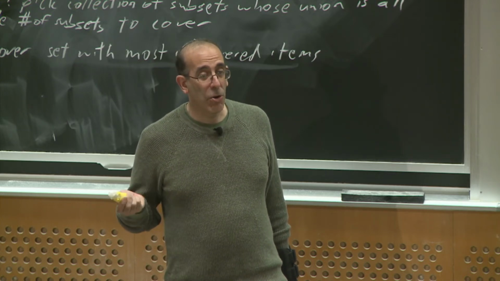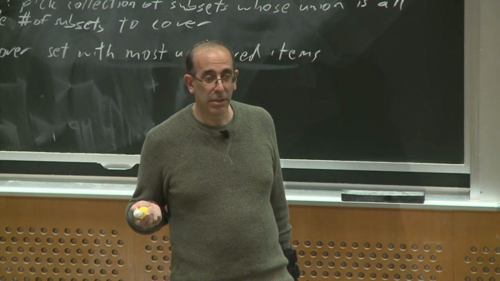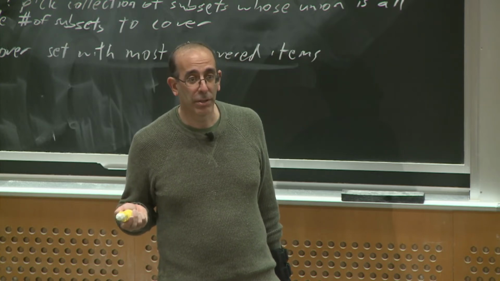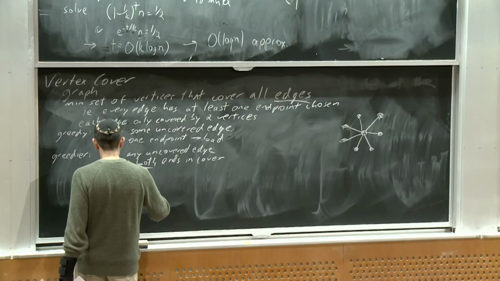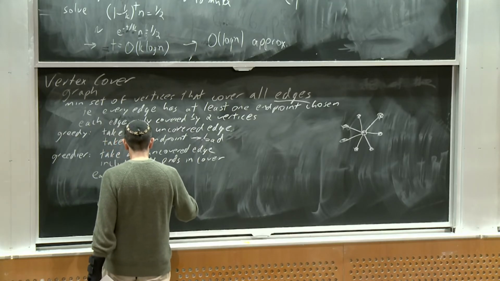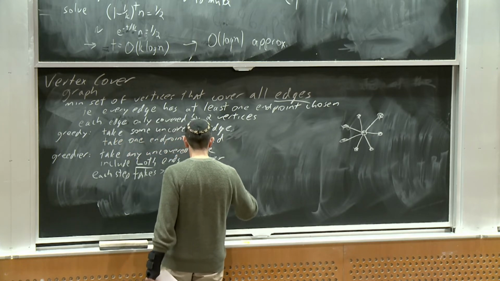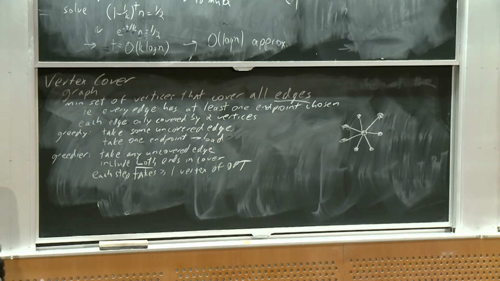So how many edges are you going to take before you finish? How many vertices are you going to take before you finish? Right? Each step takes at least one vertex of opt. So how many steps can there be? The number of vertices that you're going to take is going to be at most 2 times the number of vertices. Exactly.